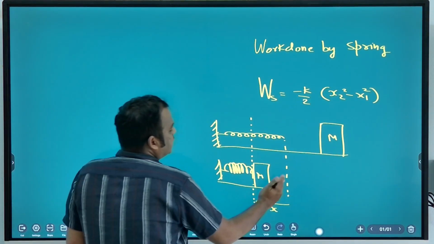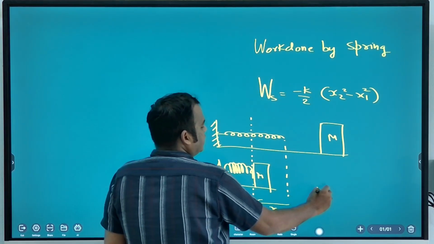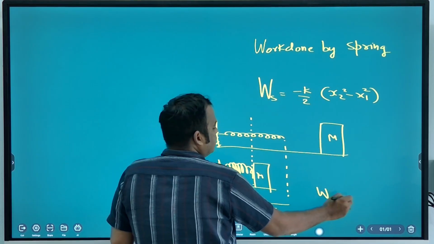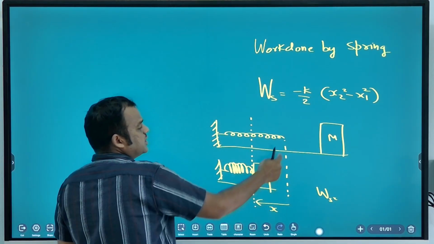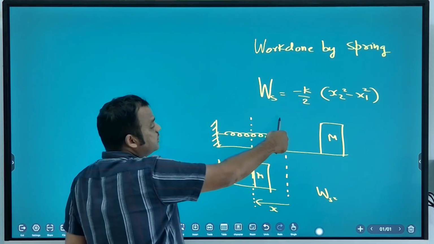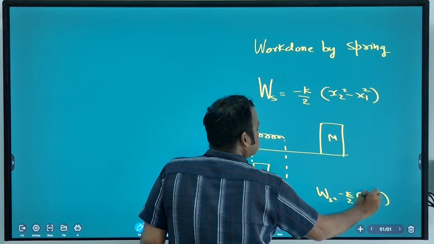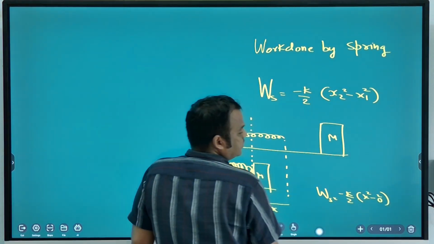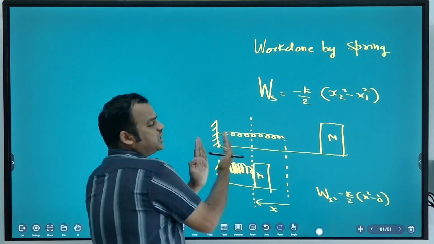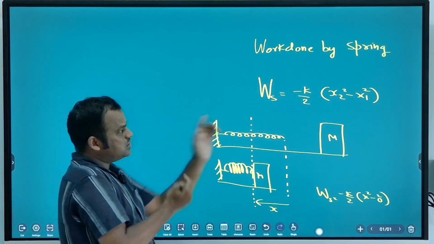So what is the work done by spring? Again same formula we can use. So final compression is x. What is the initial compression when it is natural state? 0. So we'll write minus k by 2 x square minus 0 square. During compression also same formula.